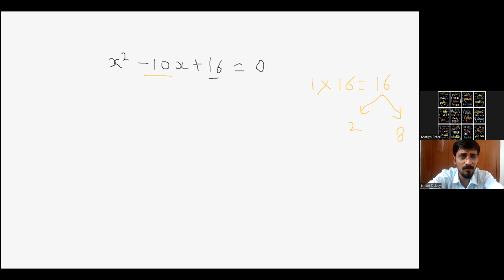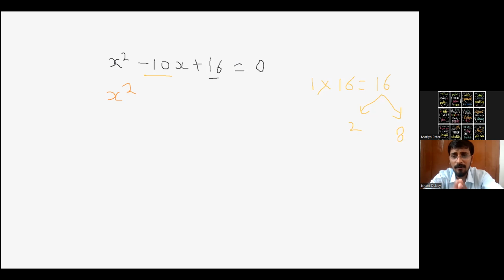Let me write with red. I can write x square. Another thing is this minus 10. I have divided 16 into two parts, one is 2, one is 8. Now if I multiply 2 with 8, what will I get? 2 multiplied by 8 is 16. So that is fine.